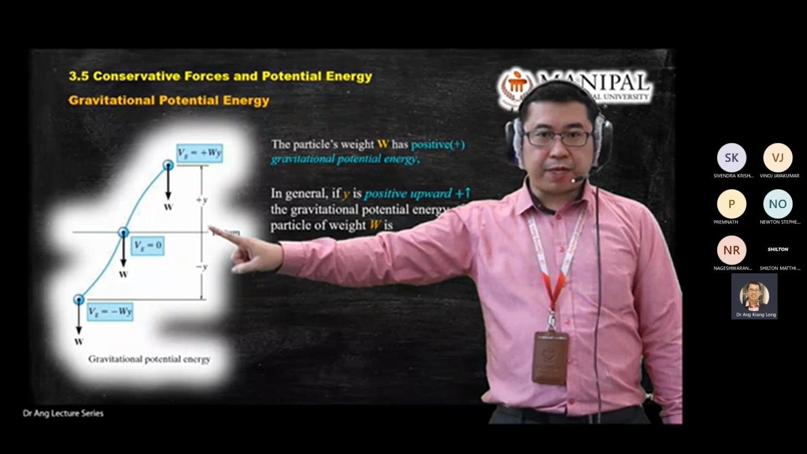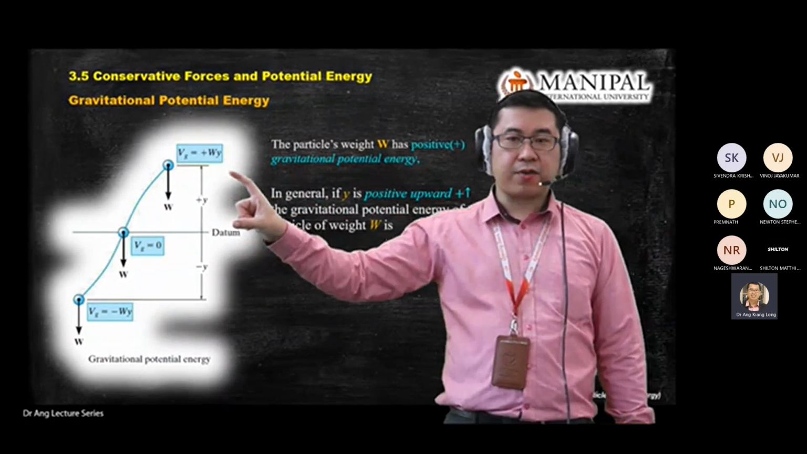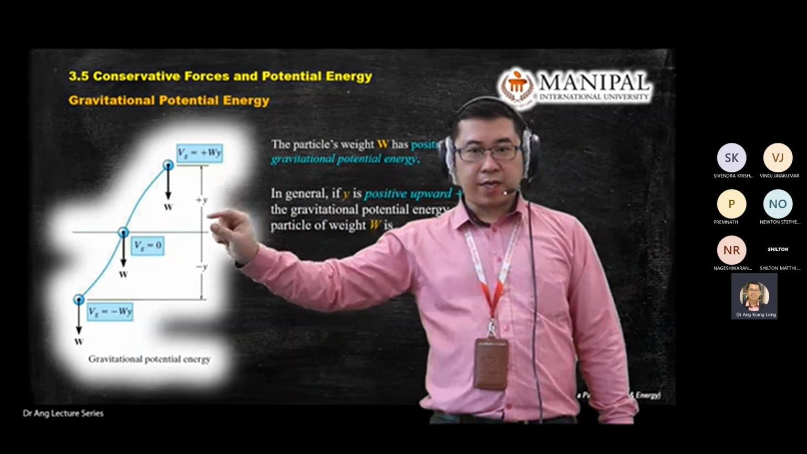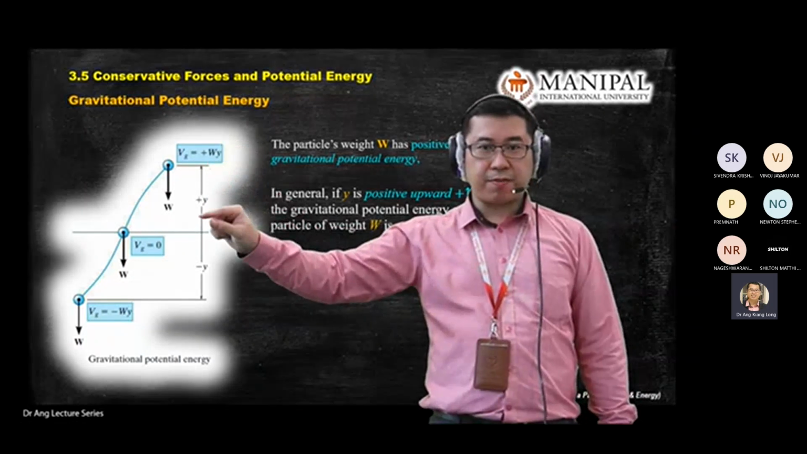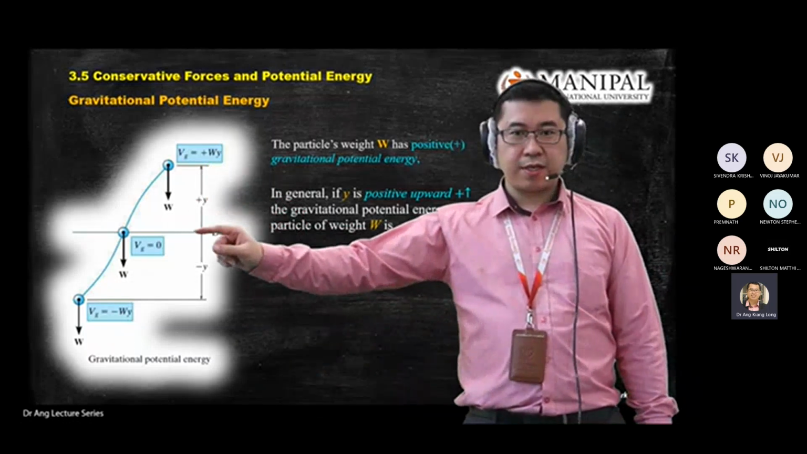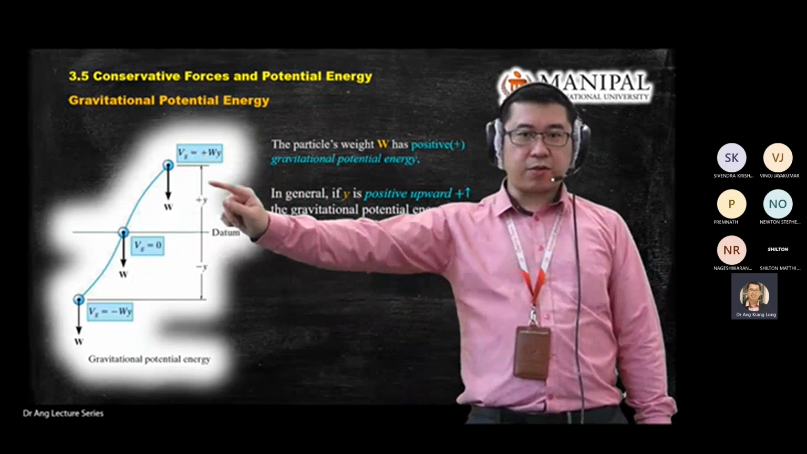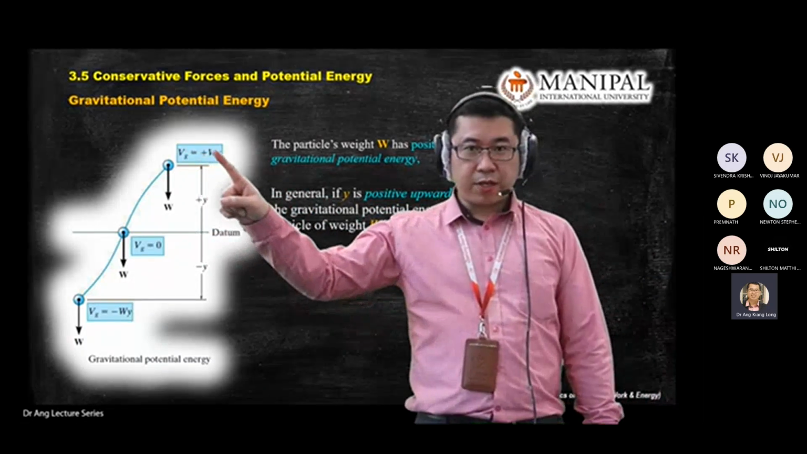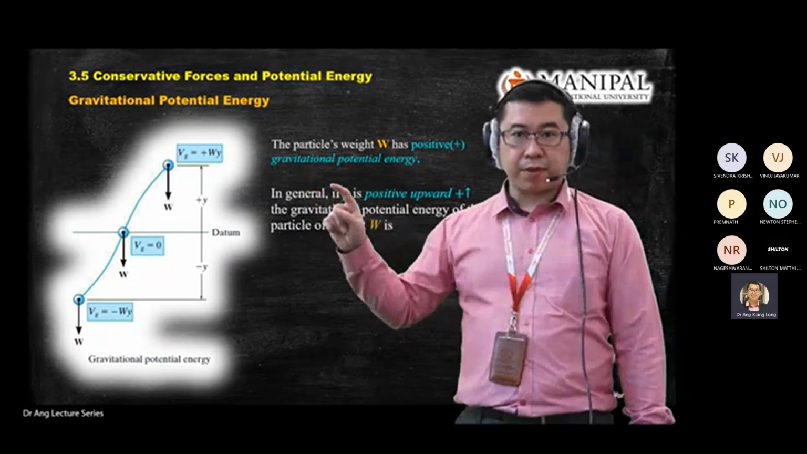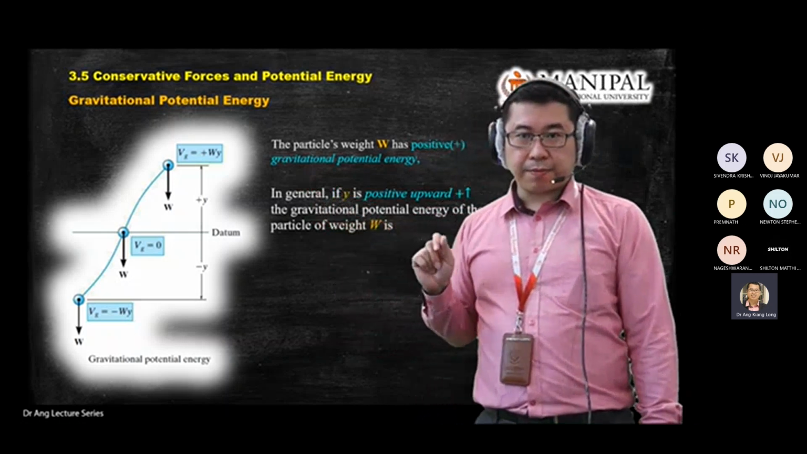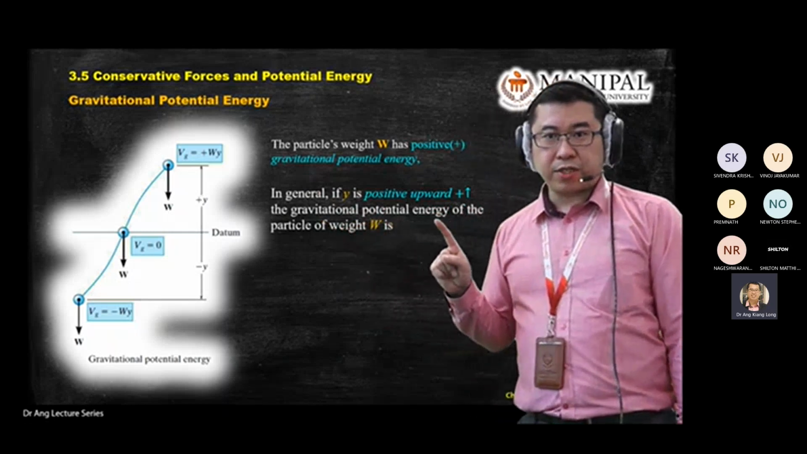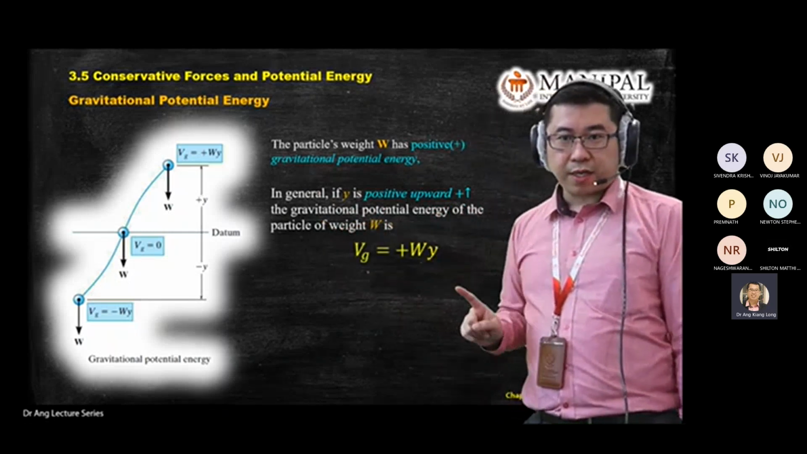you lift the object from the datum to a certain height, or in your physics, you label it as elevation h. In this case, we label it as y. So if there is a positive distance from the datum, you get positive energy there. You charge the object with energy as you go higher and higher. So you have the equation of W and y. So in general, y is positive, upward positive. So the gravitational potential energy of the particle weight is given by this equation.